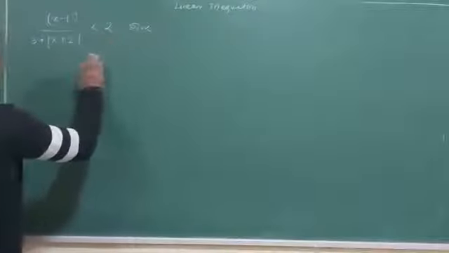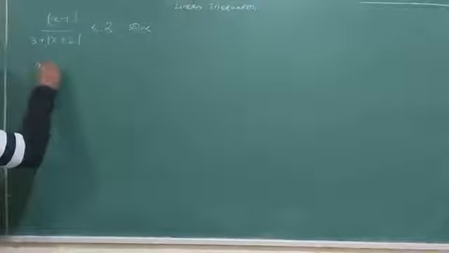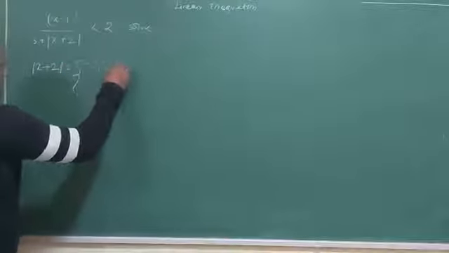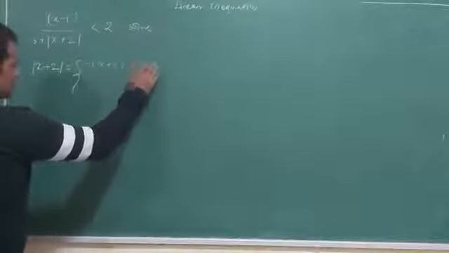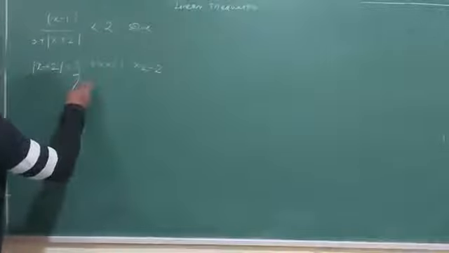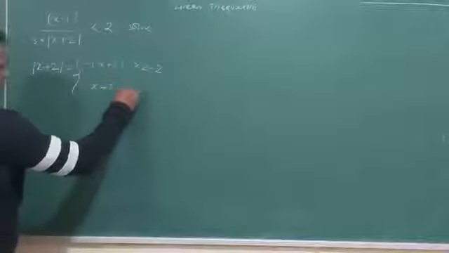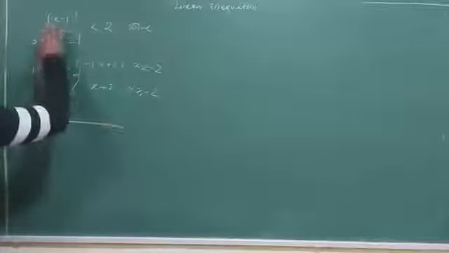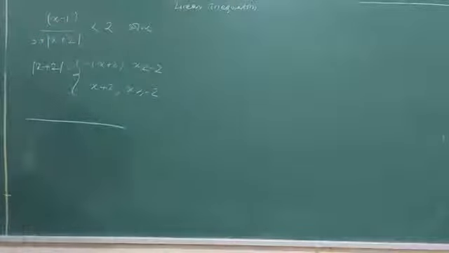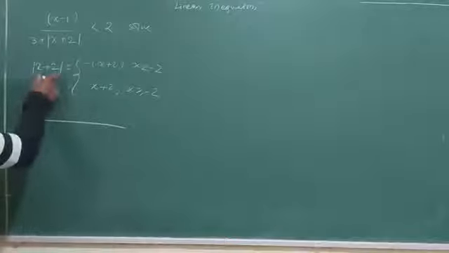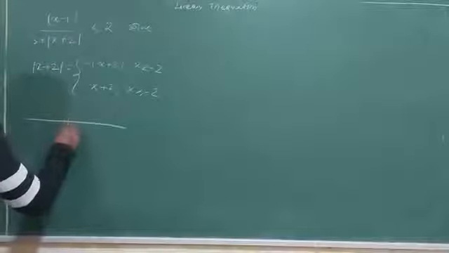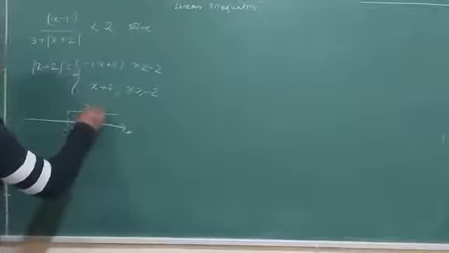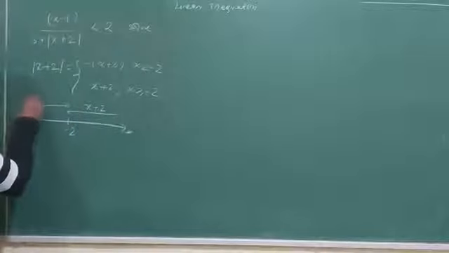So x plus 2 modulus at right condition: minus x plus 2 when x is less than or equal to minus 2, and plus x plus 2 when x is greater than or equal to minus 2. The partition value is minus 2. So I go to the number line. As x minus 1 is not in modulus, no need to do anything for that. Only the modulus terms have to be rewritten. So right hand side it becomes positive and left hand side it becomes negative.